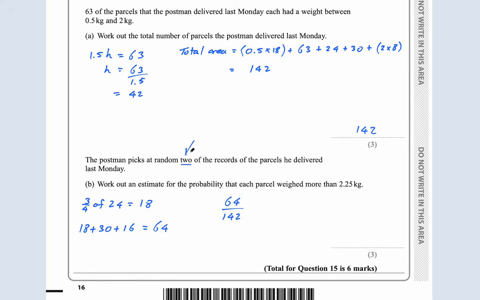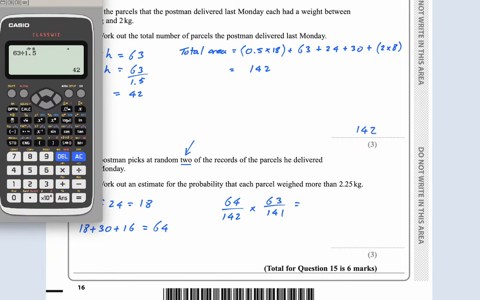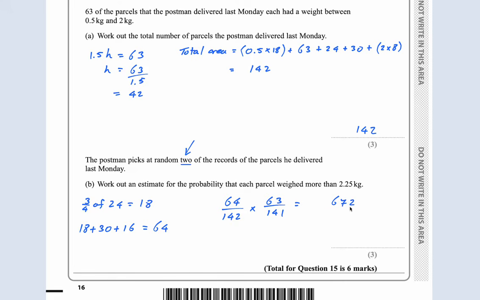But note, guys, and I've underlined it, he's taking 2. So now the probability that the next one's bigger than 2.25 will actually be 63 out of 141, because he's taken 1 out. So this is a tricky question. So I have 64 out of 142 times 63 out of 141, and that gives me 672 over 3337, which is correct.